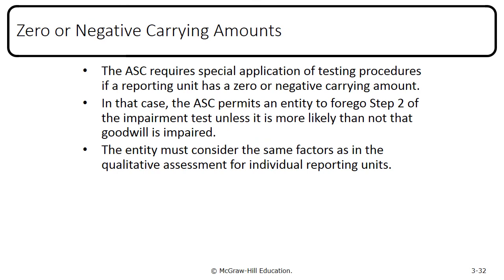ASC requires special allocation of testing procedures if a reporting unit has a zero or negative carrying amount. In that case, it permits an entity to skip step 2 unless it is more likely than not that goodwill is impaired. The entity must consider the same factors as in the qualitative assessment.